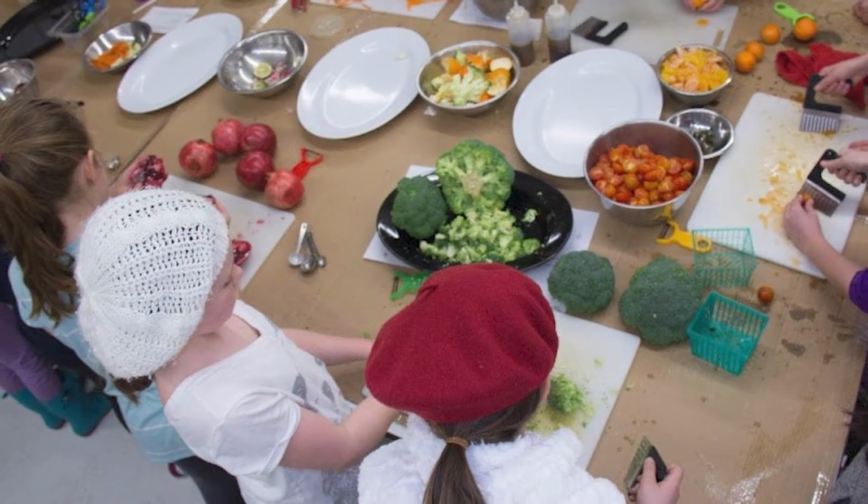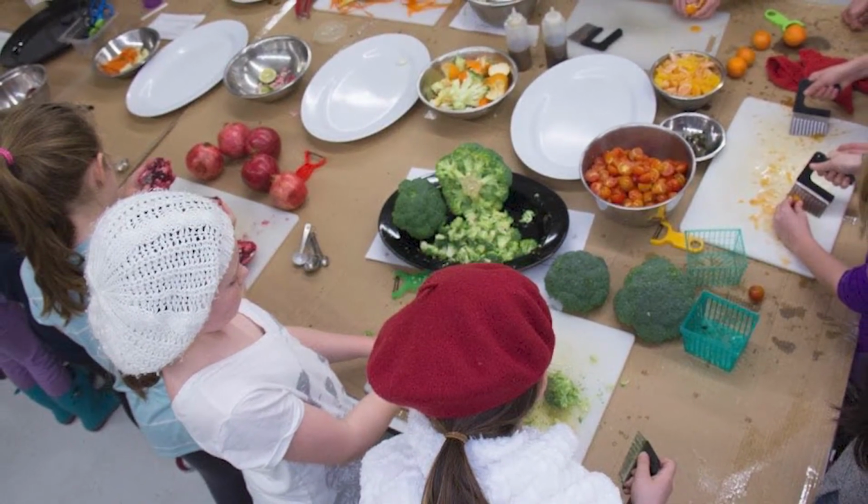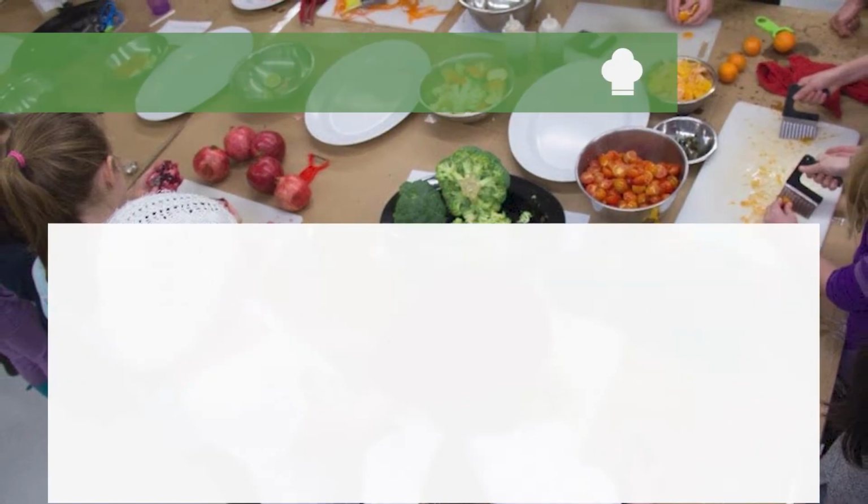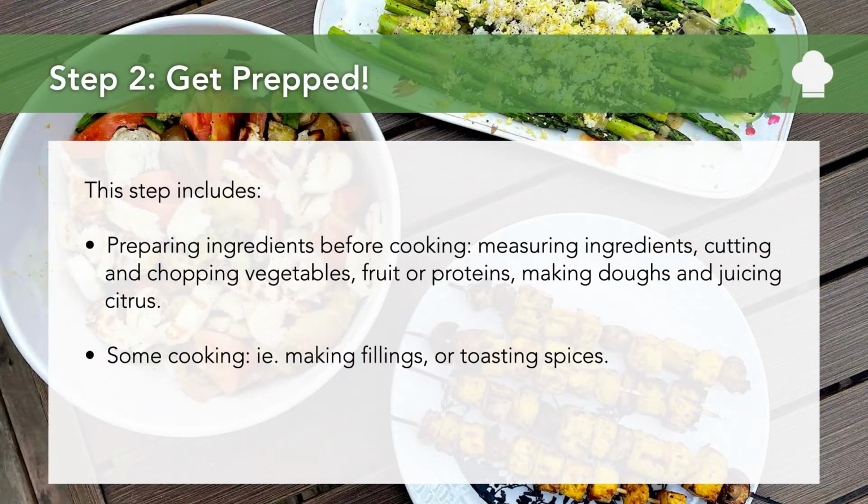The second section is Get Prepped. This is where we prepare ingredients before cooking. This could include measuring ingredients, cutting and chopping vegetables, fruit, or proteins, making doughs, juicing citrus, and can include some cooking, like making fillings, toasting spices, etc.